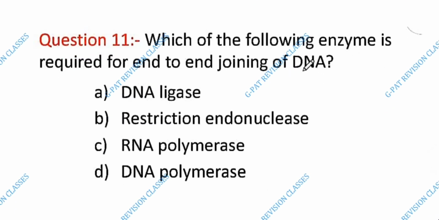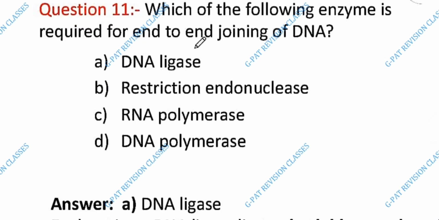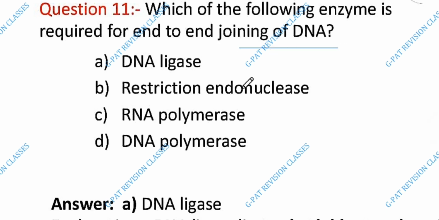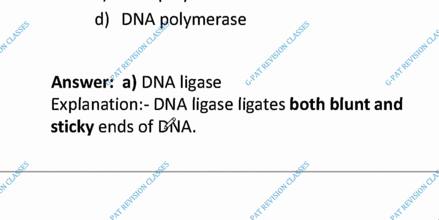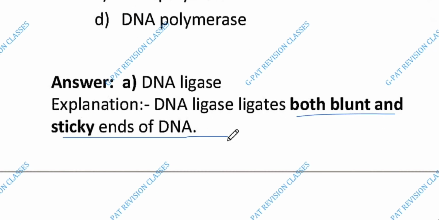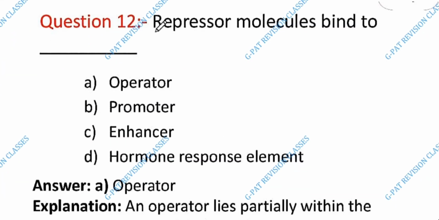Which of the following enzymes is required for end-to-end joining of DNA? The answer is A, DNA ligase. Okay. Explanation: DNA ligase ligates both blunt and sticky ends of the DNA. Okay. Next is 12 question number.